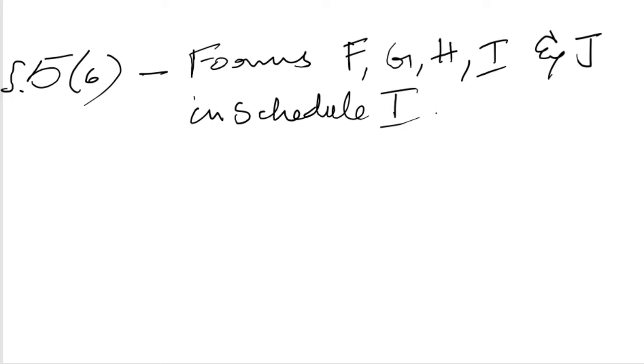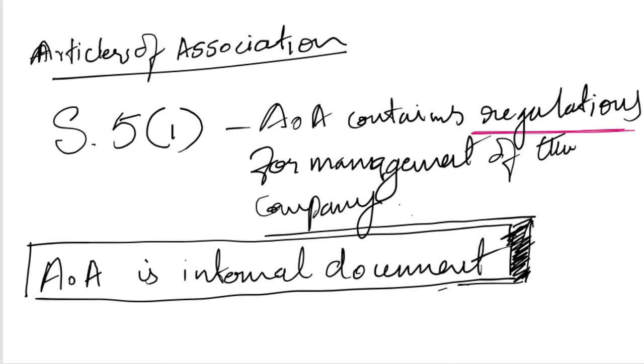All right. So, welcome back, everyone. In this session, we are going to learn about articles of association. Here, articles of association is another document which is to be compiled and produced along with the memorandum of association of a company. Section 5.1 defines that articles of association contain regulations for the management of the company, and articles of association is an internal document only.